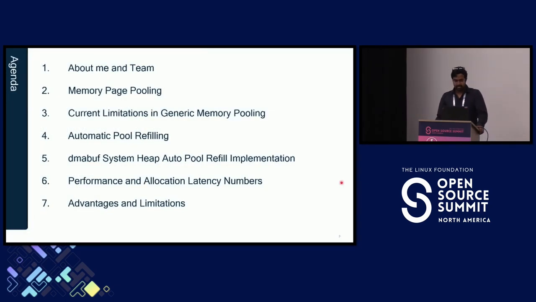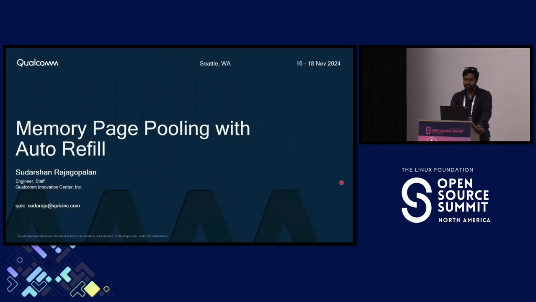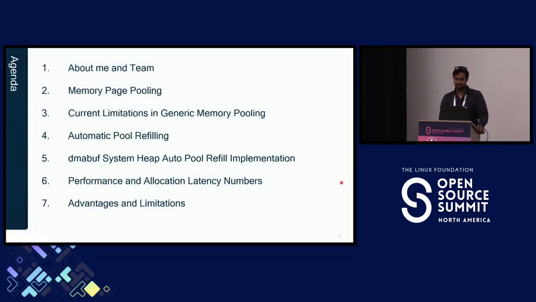So on the agenda, I'll probably talk a bit more about myself and the team, and I'll explain something about memory page pooling. That's in a very generic fashion: what is memory page pooling, and what are the current limitations in the generic memory page pooling. And the topic is memory page pooling with automatic refill. So basically, we automatically refill the memory page pools that we have. I'll explain a bit more about the automatic refilling of the pools.